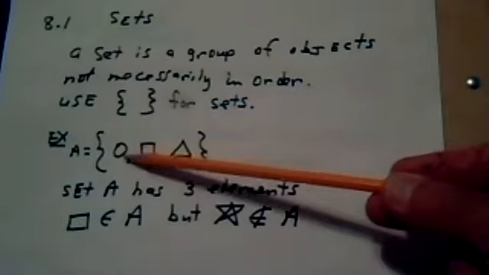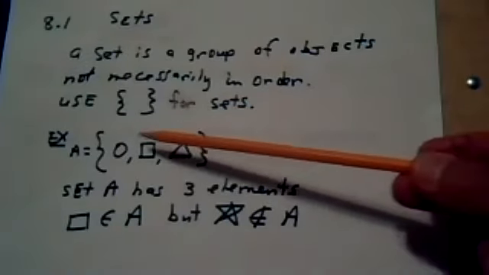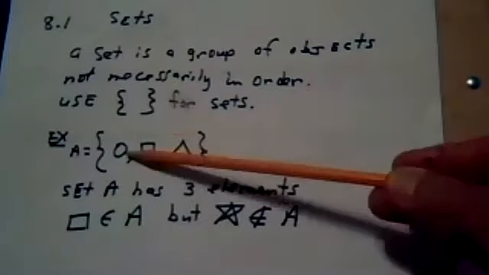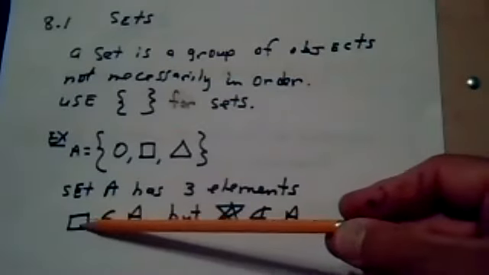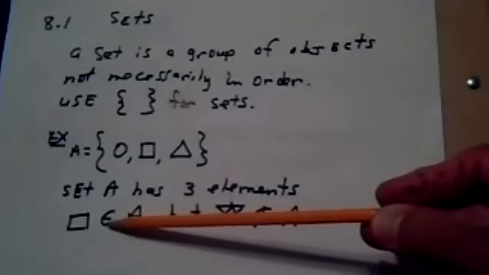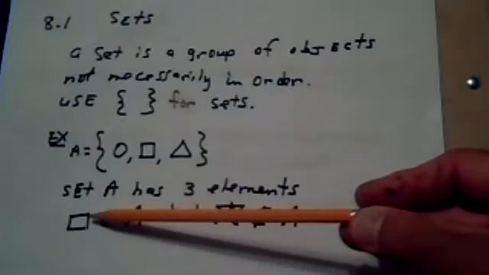Notice here's your group of members in this set. We say elements. Set A has 3 elements. These members are called elements. So this rectangle is an element. This is a symbol for element. It's a Greek letter, lowercase e. The rectangle is an element of set A.